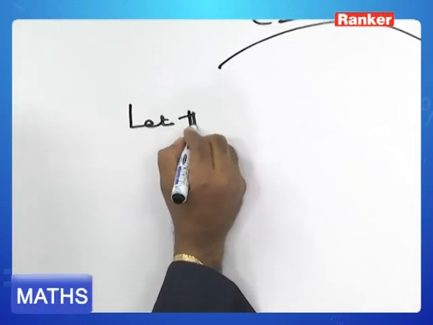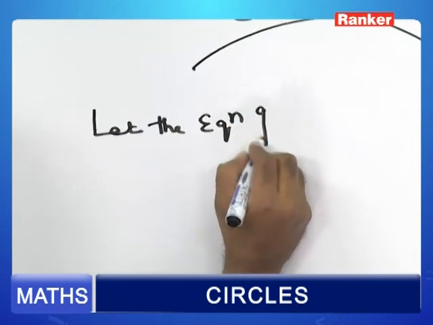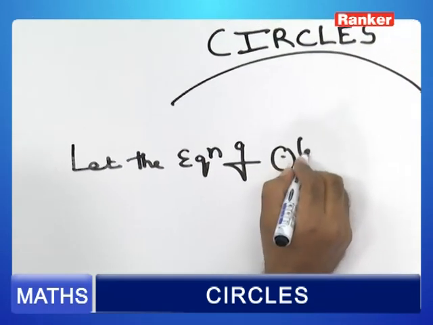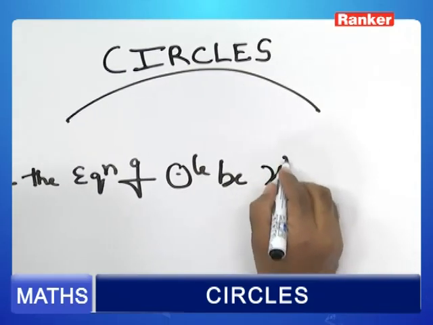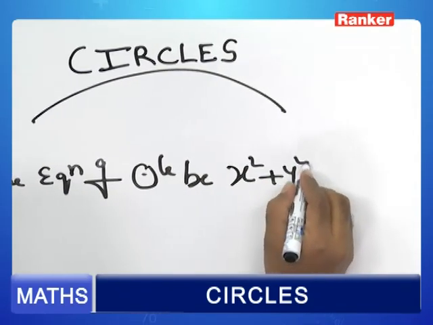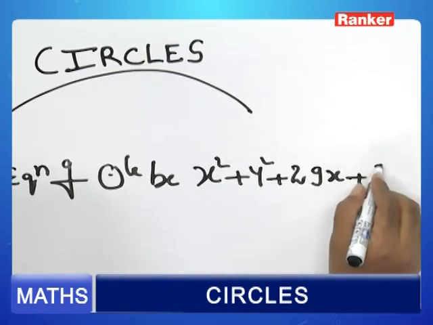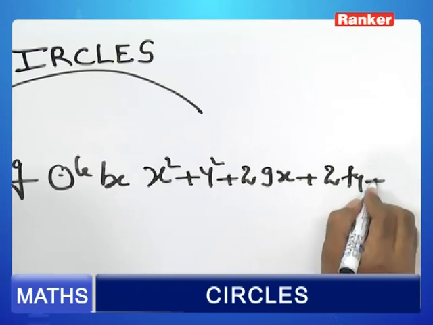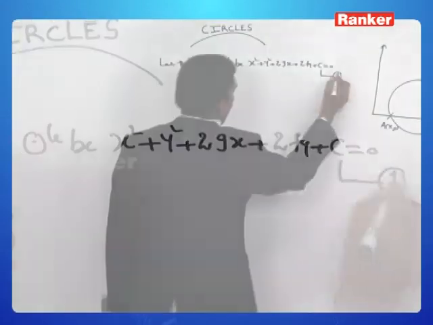Let the equation of the circle be x square plus y square plus 2gx plus 2fy plus c is equal to 0. Call it as 1.